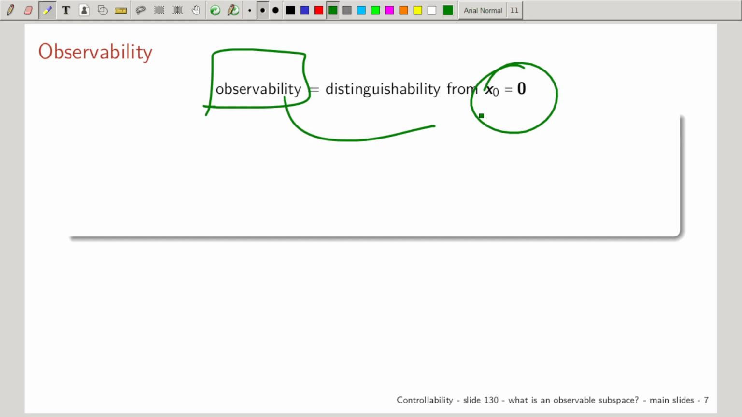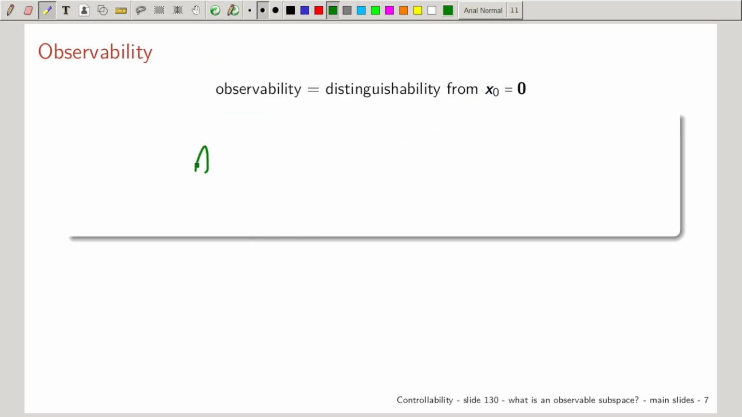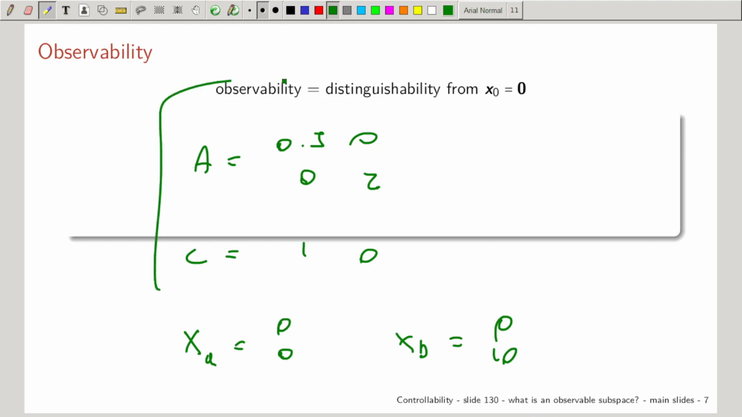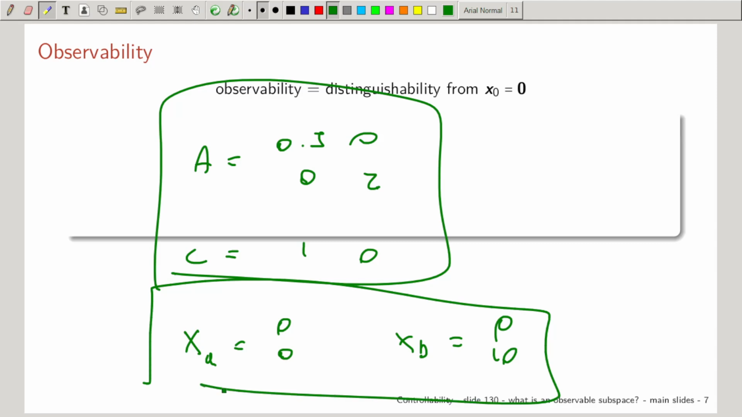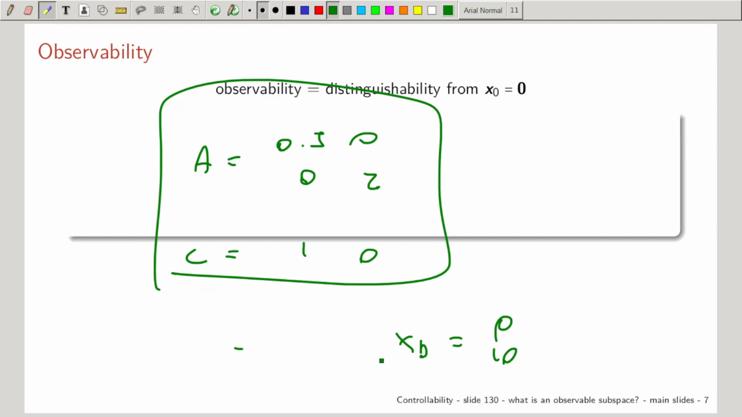There is an important thing. Let's make the example as before. A is 0.5, 0, 0, 2, and C is equal to 1, 0. If I start from xa equals 0, 0, or xb equals 0, 10, given this case, those two are not distinguishable. True? It means that this one is not observable. Okay? Together?